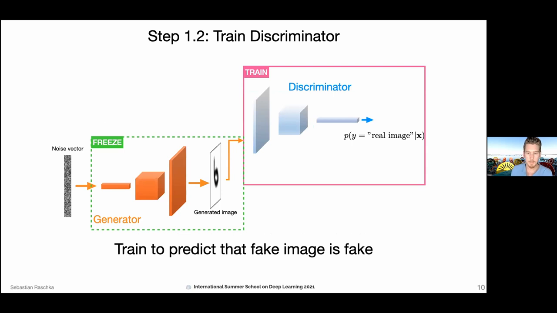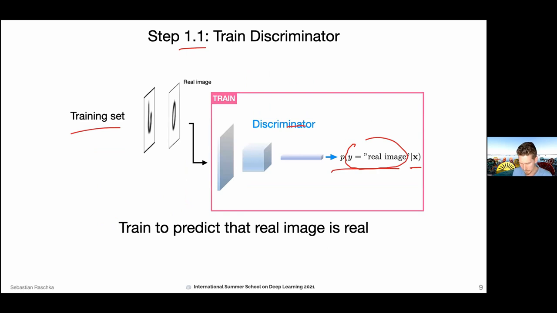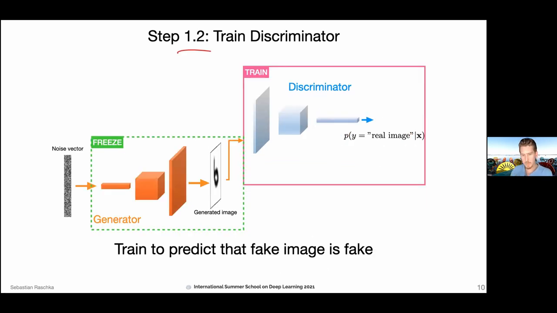Then in the next step, this is still step one, but I call it 1.2 because now we try to train it on the generated images. So there are two things. One, like I mentioned before, we want to predict that real images are indeed real. And now we want to predict that the fake images or generated images are indeed generated. Here I say fake, but with fake, I mean generated. So the same thing.